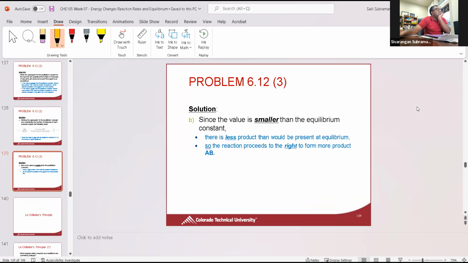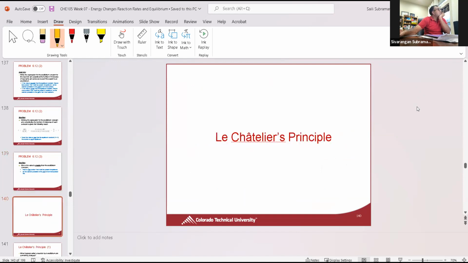Okay, so similar kind of thing. Le Chatelier's principle.